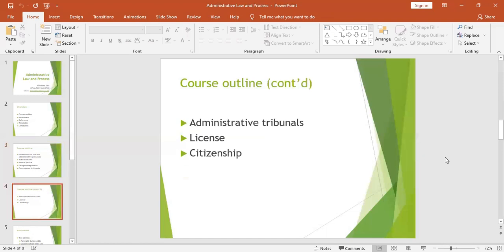Then we shall also look at the administrative tribunals definition. We compare administrative tribunals with the courts of law. We look at their merits and demerits. And we look at the remedies that can be granted by the administrative tribunals.